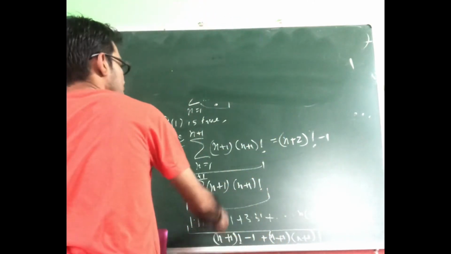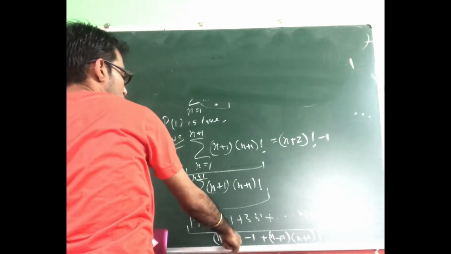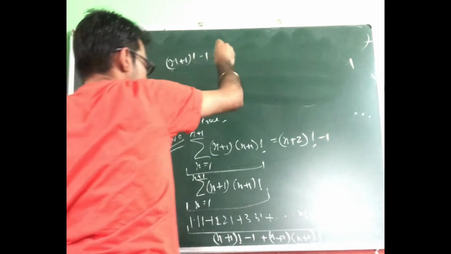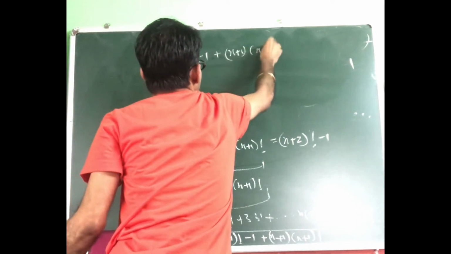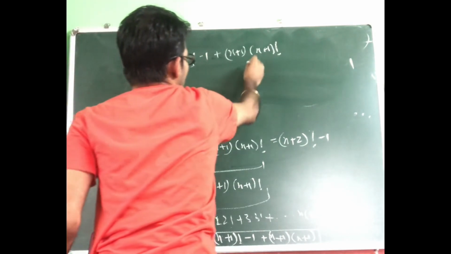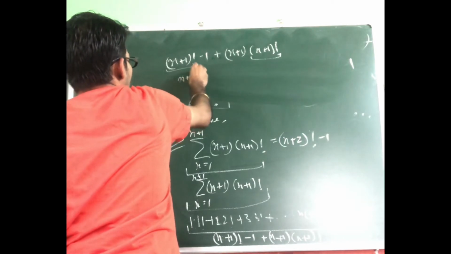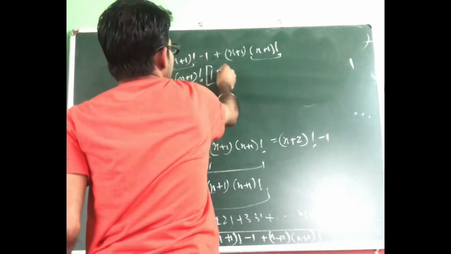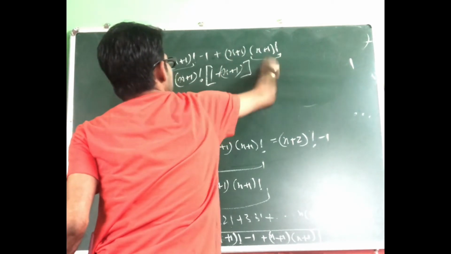So maybe I need to write it clearly here. So (n+1)! − (n+1)! − 1 + a(n+1)(n+1)!. And you can see here I've got an (n+1)! and (n+1)!. Maybe I can take the (n+1)! as common. So if I take this as common, here I've got a 1, and then here I've got a (n+1), and then a −1.